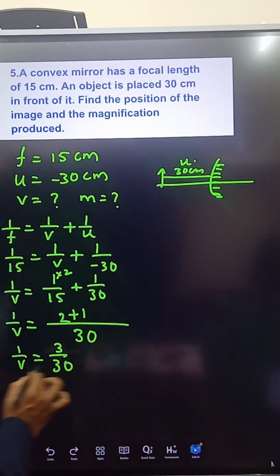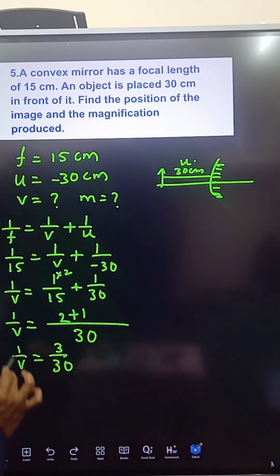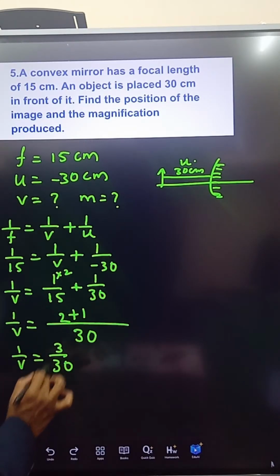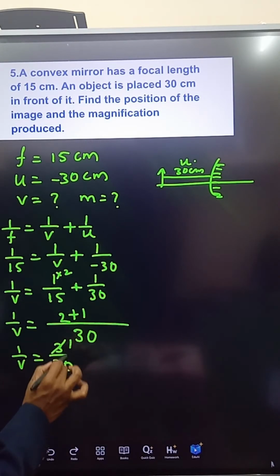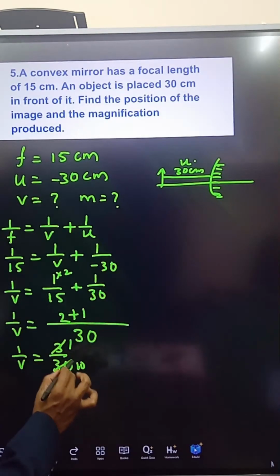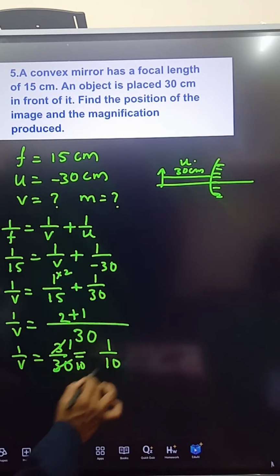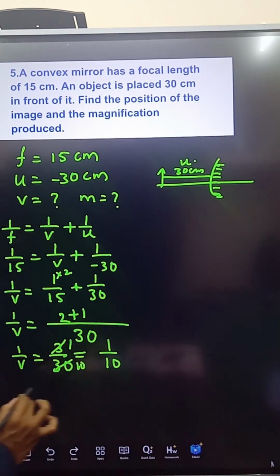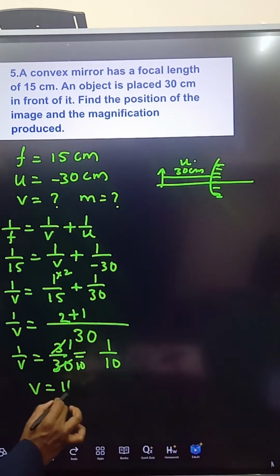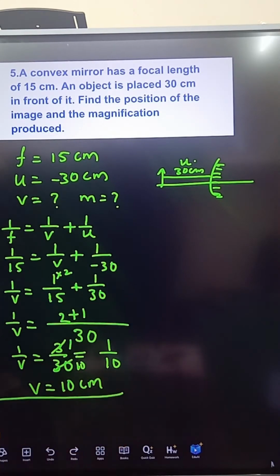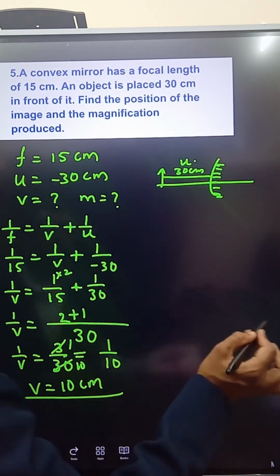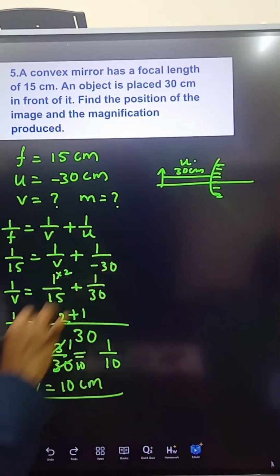Very simple here. 1 upon v is 3 by 30, right? So this becomes 3 ones, 3 tens, so 1 upon 10 you are getting. 1 by v is equal to 1 upon 10 means v is equal to 10 centimeter. Done. It is correct. So you have to be careful. That is what I am saying from the beginning itself. Now let us go ahead with the next one.